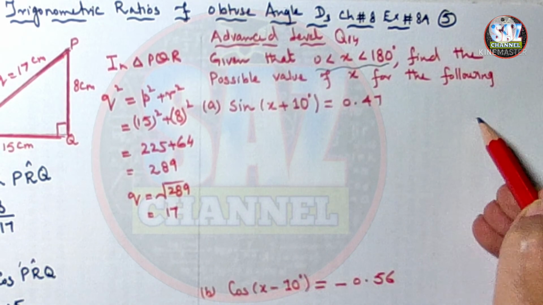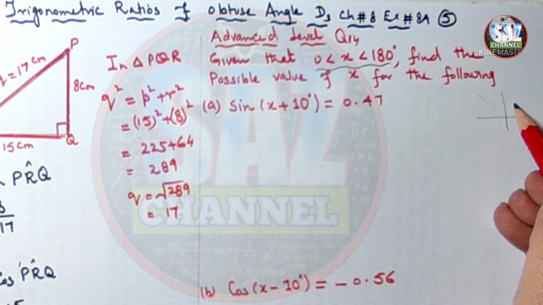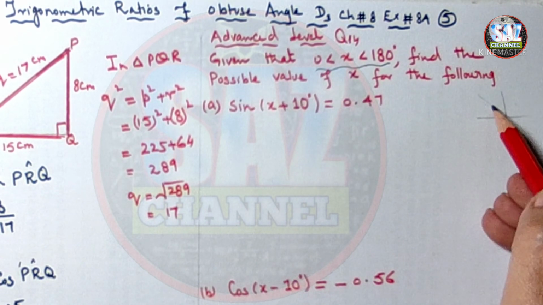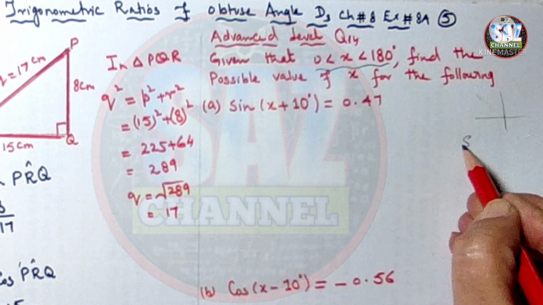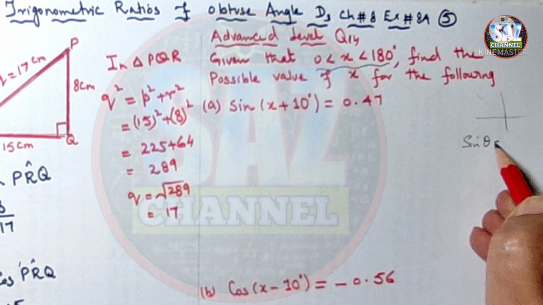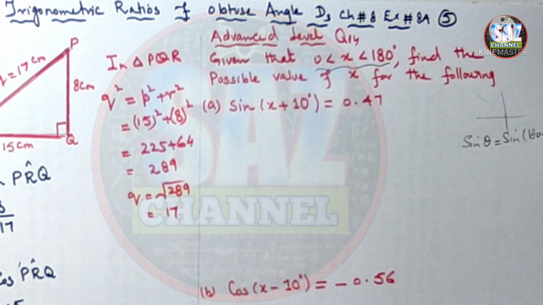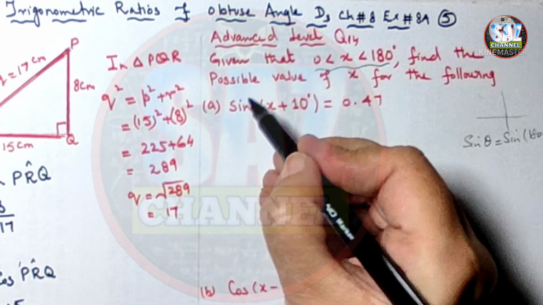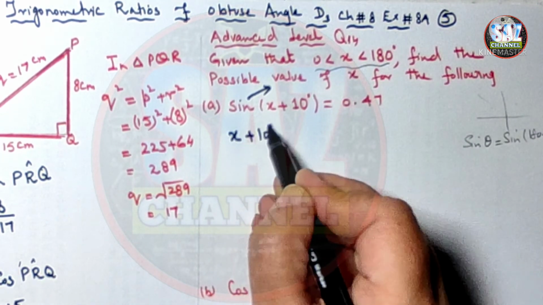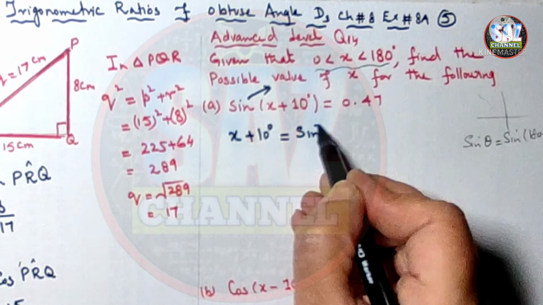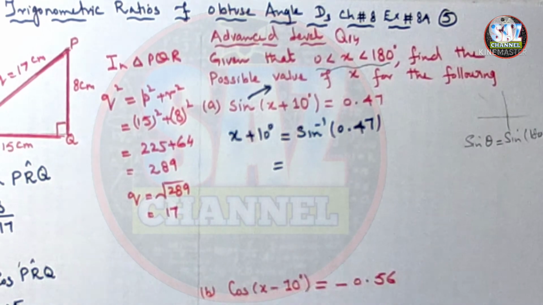It means that the terminal arm of the angle is in the second quadrant. So recall the relationship of the trigonometric ratio sine of acute angle and obtuse angle. So sine of acute angle will be equal to sine of obtuse angle, 180 minus theta. Now, first of all, we have to shift this trigonometric function sine to the other side. So it will take the form x plus 10 degrees equals sine inverse of 0.47.